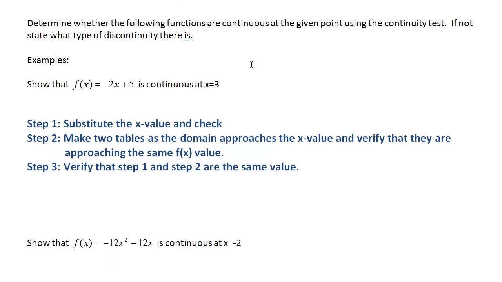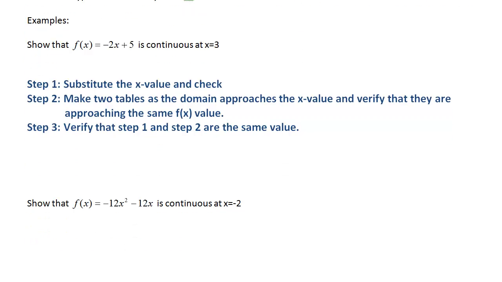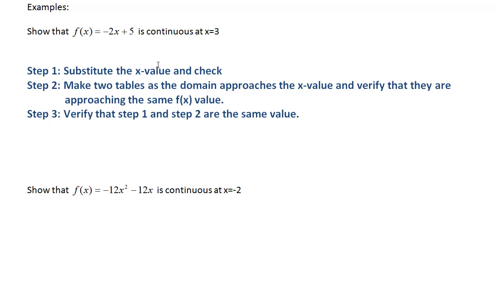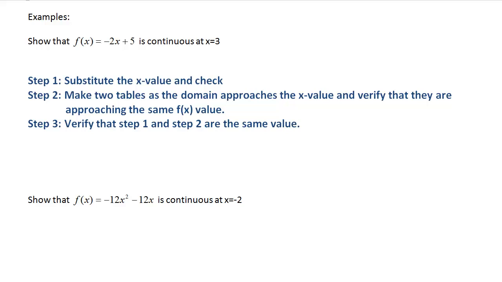So we're asked to determine whether the following functions are continuous at the given point using the continuity test. If not, state what type of discontinuity there is. So let's see. So again, here's my 3 steps, and what that really boils down to is it looks like this.